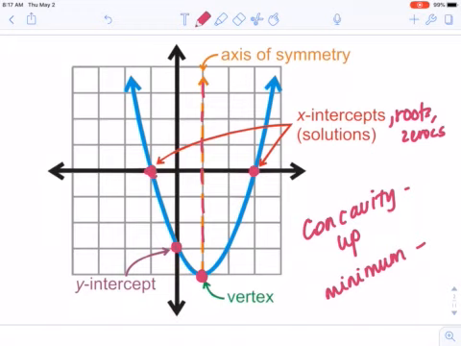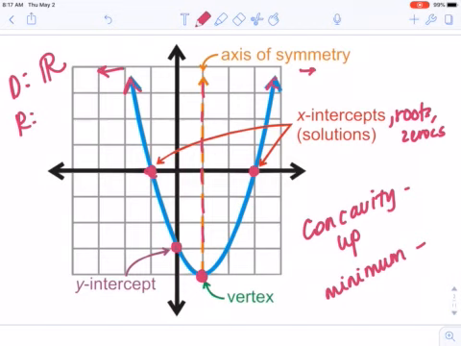Then last but not least, we talked about the domain and range of a quadratic. The domain, if it's a true function with these arrows or an equation, it's not cut off in any way, then the domain is just going to be all real numbers because it's going to go forever to the left and forever to the right.